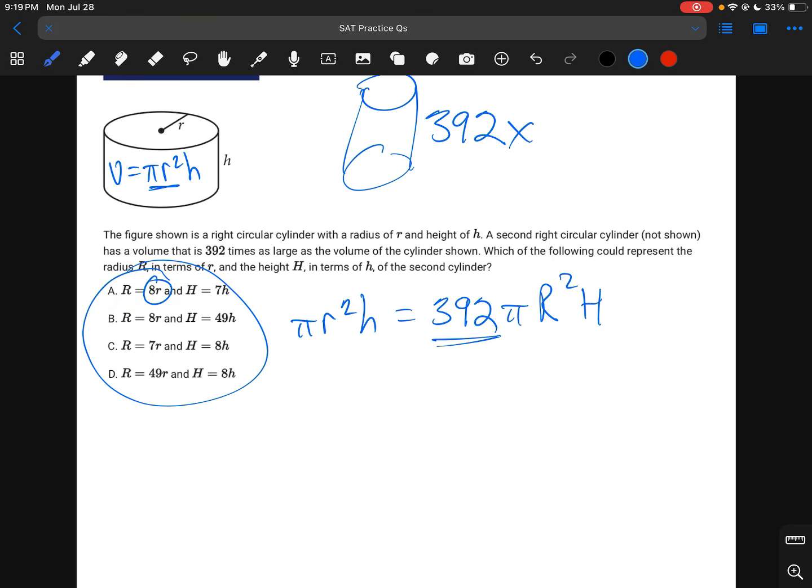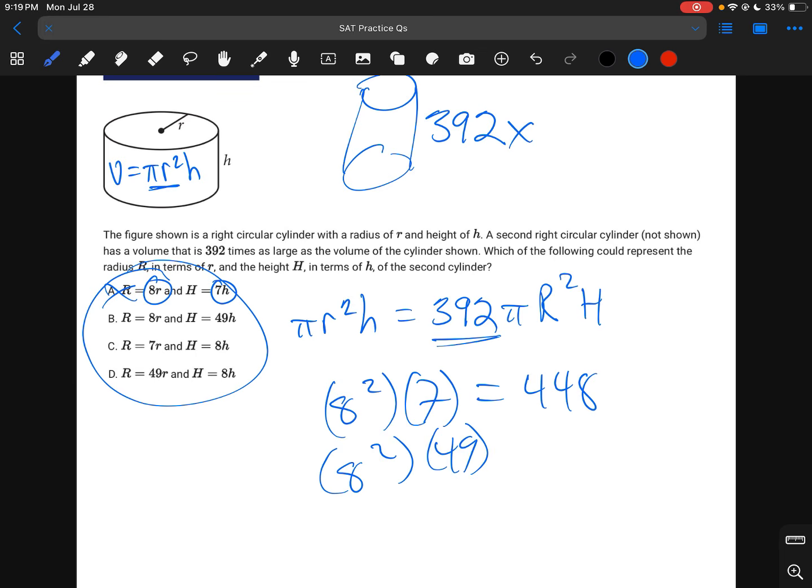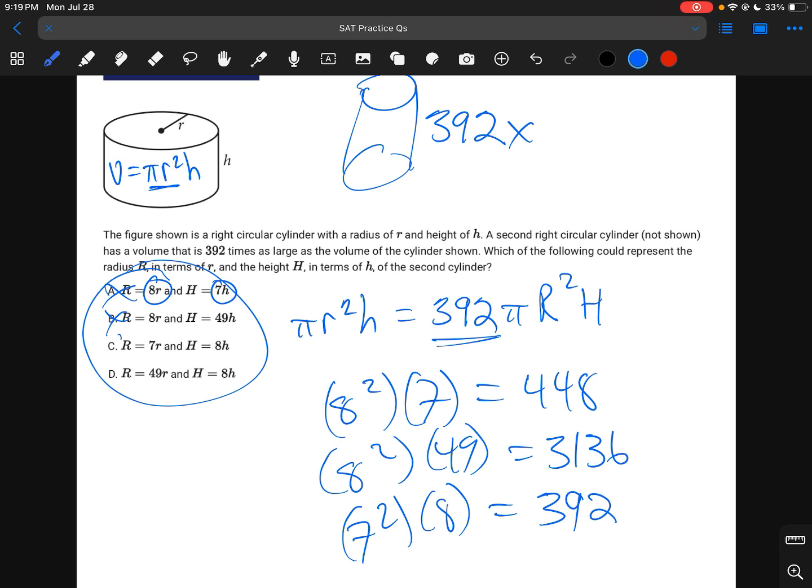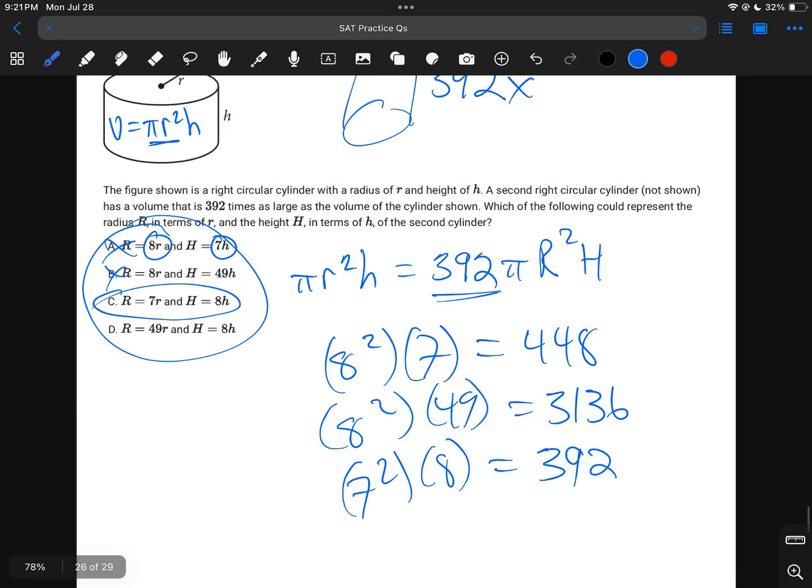So for 8R and 7H, is 8 squared times 7 392? No, it's 448. And is 8 squared times 49 392? No, that's 3,136. And is 7 squared times 8? Yes, it is. It's 392. Which means the answer is C.